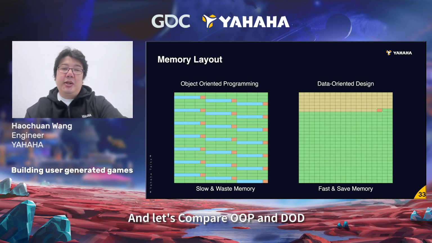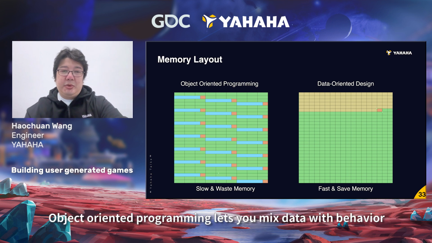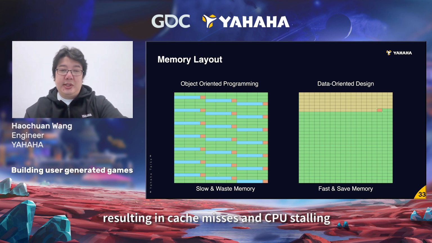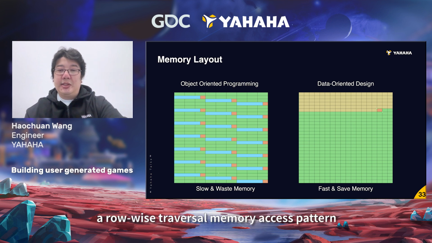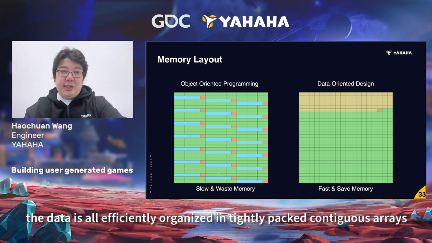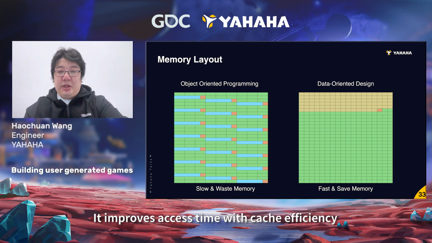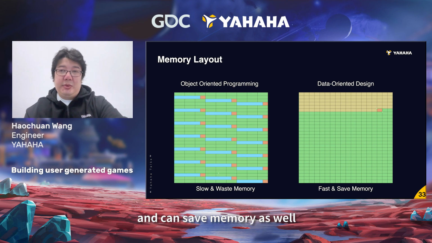And let's compare OOP and DoD. Object-oriented programming lets you mix the data and the behavior. It causes a column-wise traversal jump in the memory, resulting in cache misses and CPU stalling. But hardware doesn't like objects. Data-oriented design uses a row-wise traversal memory access pattern. Meanwhile, the data is all efficiently organized in tightly packed continuous arrays and filtered behind the scenes. The benefits are immense. It improves the access alignment with the cache efficiently and can save memory as well.